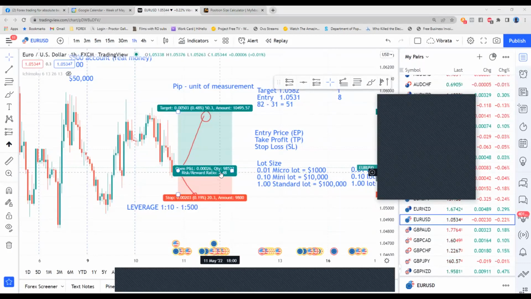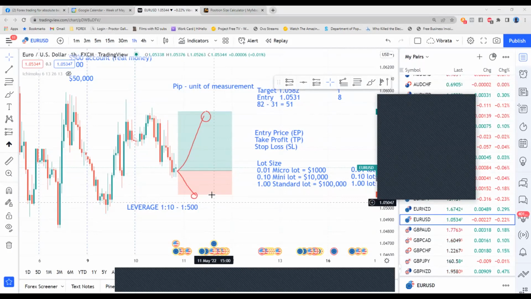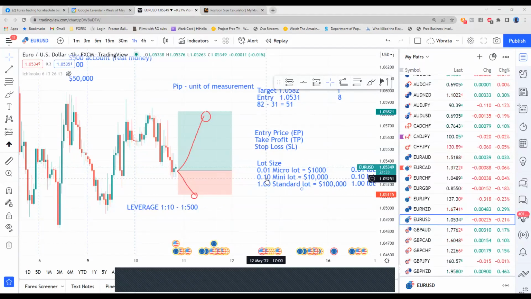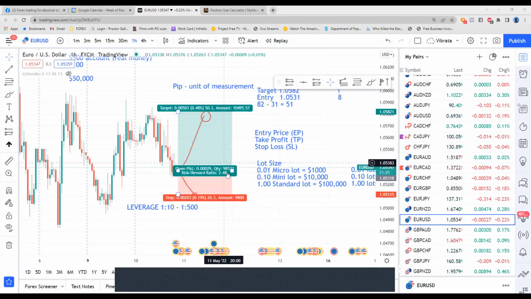$24.80. 2.48 times $10. So you see, guys, with trading, we can see in advance what we stand to lose and what we stand to gain. Now, $24.80. Look, let's make it $25, okay? $25, just to round it up.